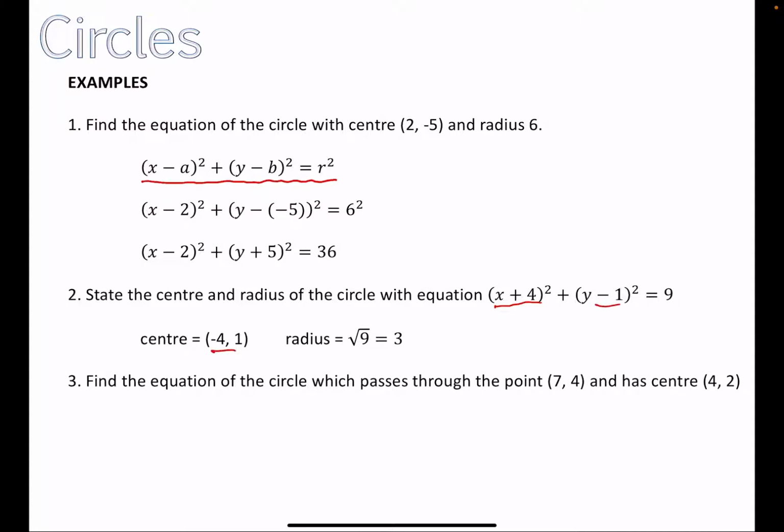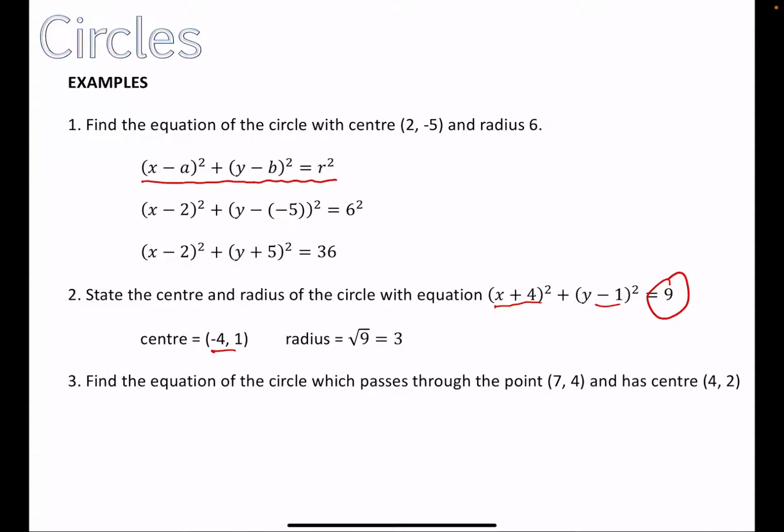and then the radius will be the square root of what it's all equal to. So as long as it's in this form, then the square root of this number here will be our radius. So it's just the square root of 9, which is 3. Okay. All right, this last one's a little bit different, but the point is we can use the general equation of a circle to find the equation of the actual circle.